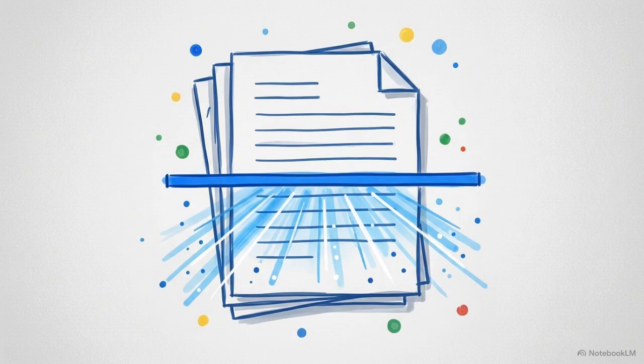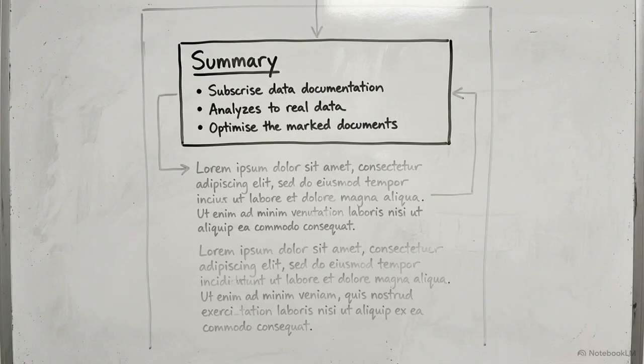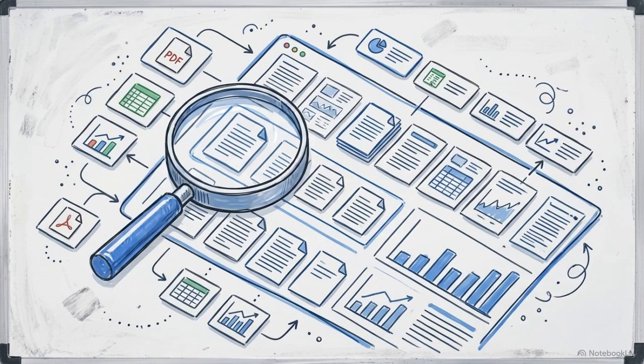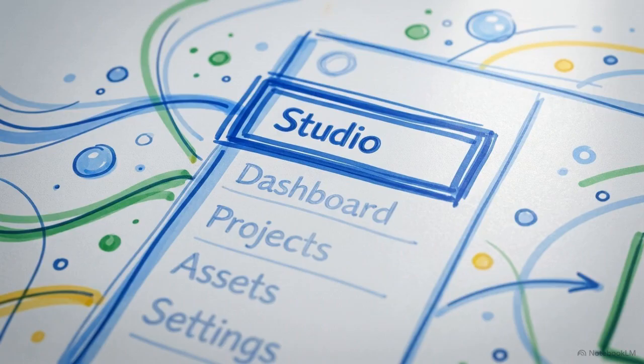As soon as your files upload, the system automatically scans the text. Within seconds, it generates a brief summary of the core concepts, giving you a top-level view of everything you just dropped in. Now look for the Studio option. This is where we start converting that text into new formats.